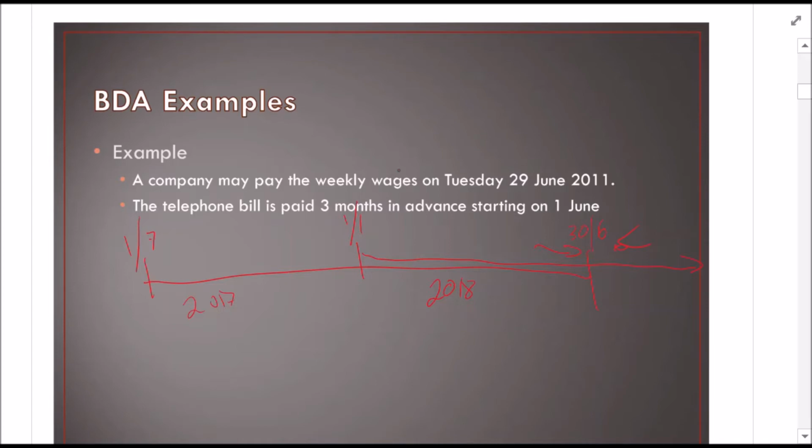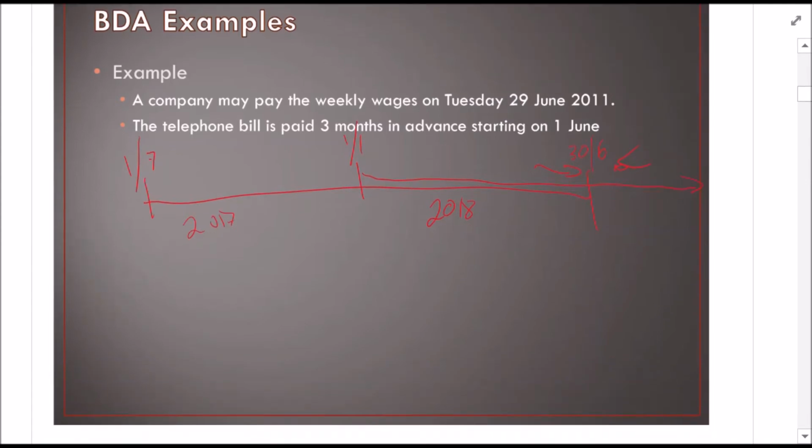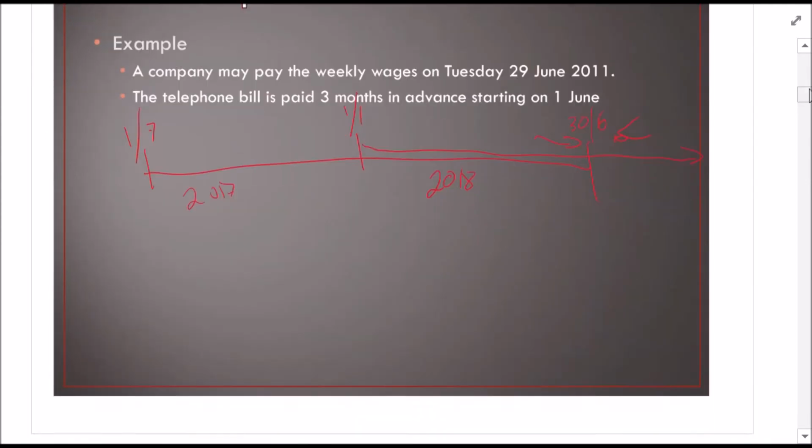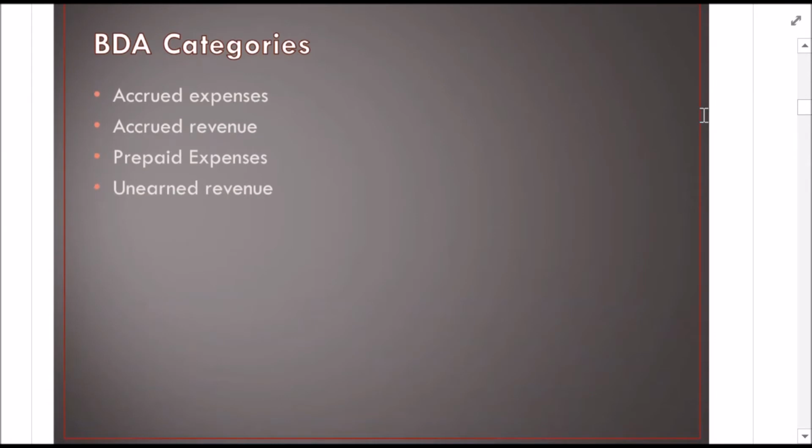Sometimes we get examples such as telephone bills, which we'll go through in a moment. That's probably the most common one. We pay them in advance. And weekly wages can be a bit tricky as well. Let's go through a few examples. We've got four categories we need to worry about, though not in the order I'm going to present them. First, prepaid expenses. Then accrued expenses. Then unearned revenues. Then accrued revenue. We'll go through them today.